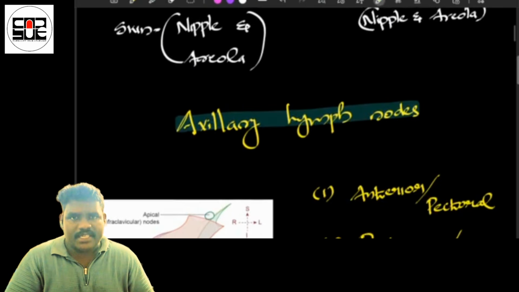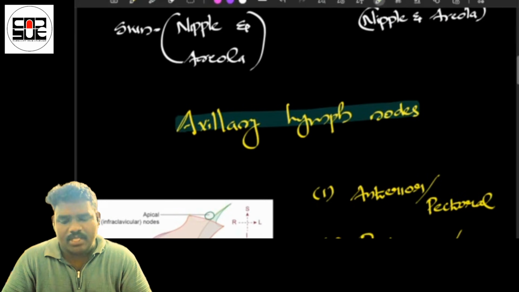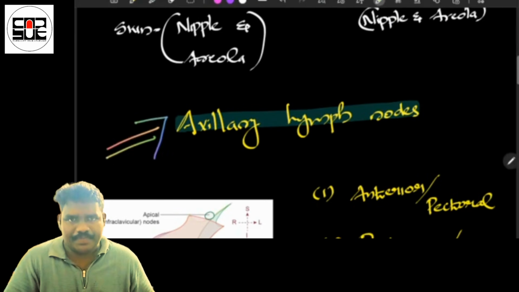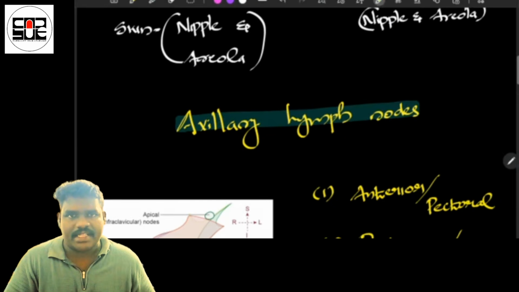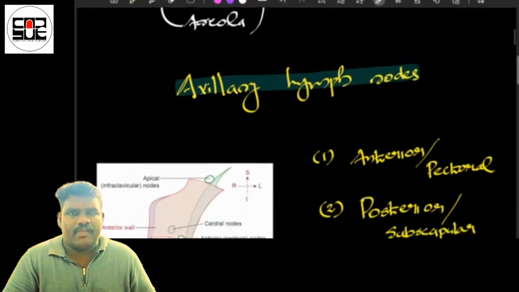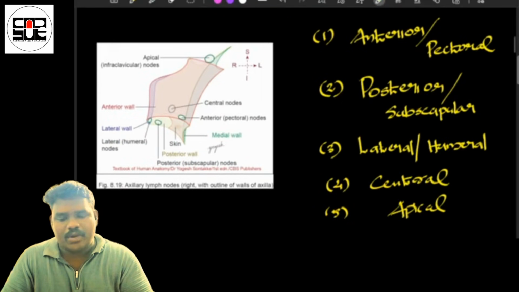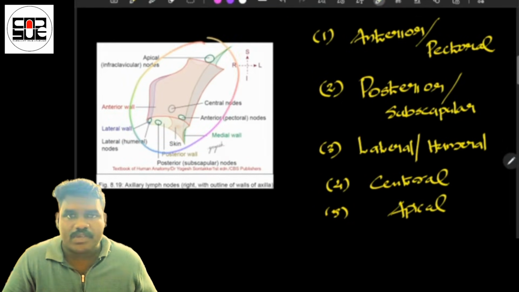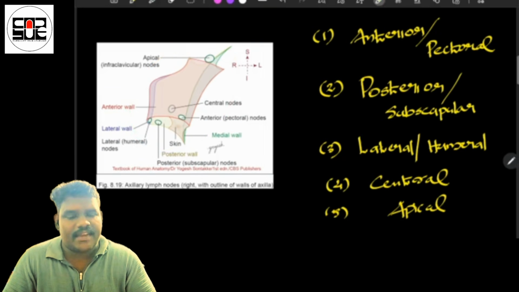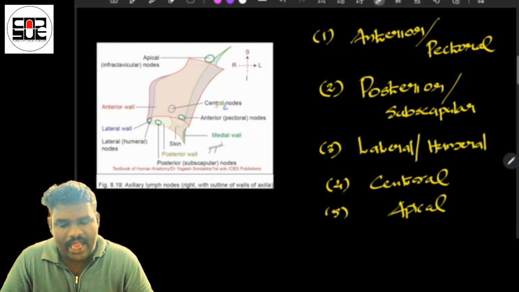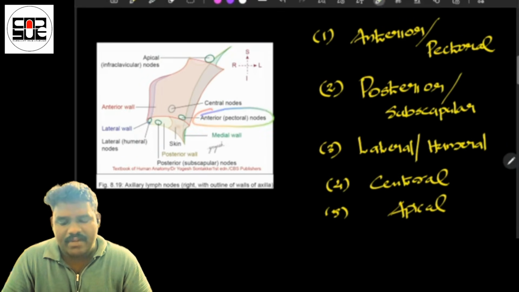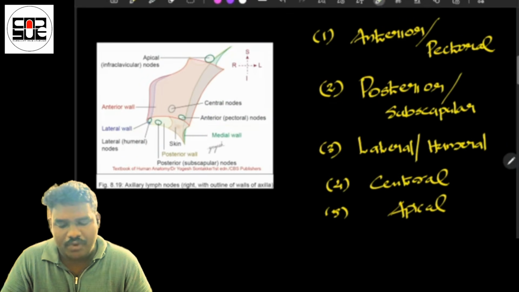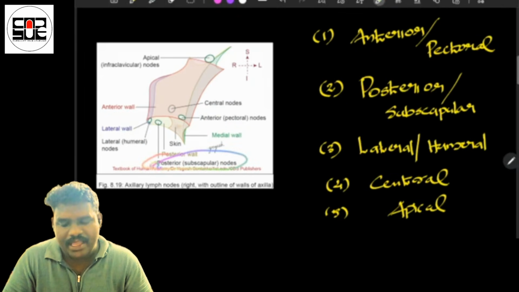You should also mention something about the axillary lymph nodes. One of the major lymph node groups draining the lymphatics from the breast is the axillary group. According to location, we can see several groups. Mainly there are 5 groups. There are the anterior or pectoral nodes, the posterior group or subscapular nodes, and centrally placed is the central group of lymph nodes.